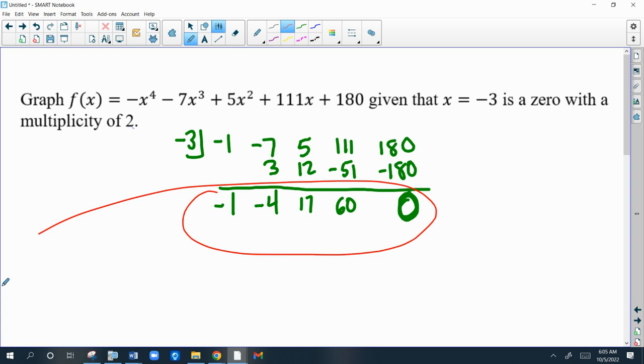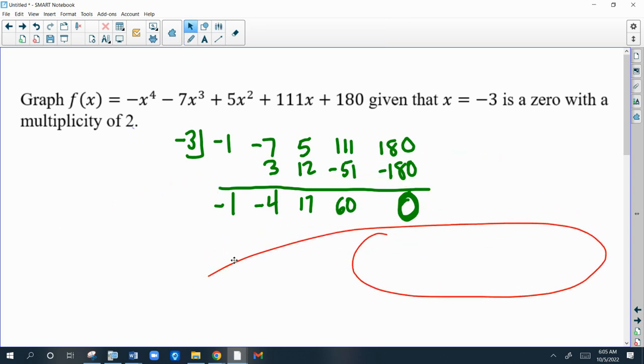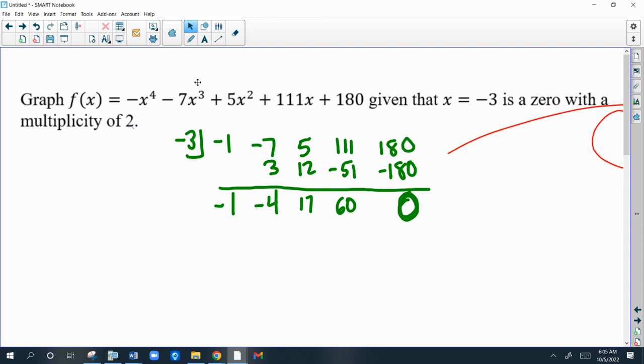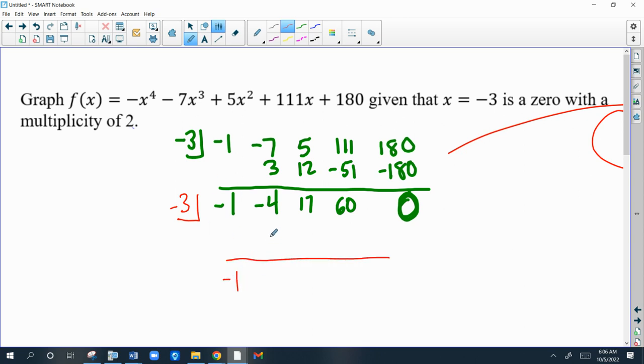So we need to reduce it to a quadratic, a second degree, so we can work with it. So we need another 0 to do that. But it does say -3 is a 0 with a multiplicity of 2. So that means -3 happens twice. So we're going to keep going with our synthetic division. We're just going to run it through now with the second -3. So -1, multiply, you get 3, add, you get -1, multiply, 3, add 20, multiply, -60, perfect.